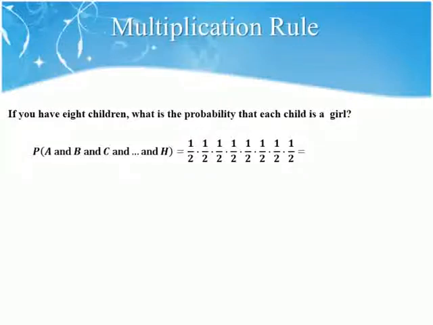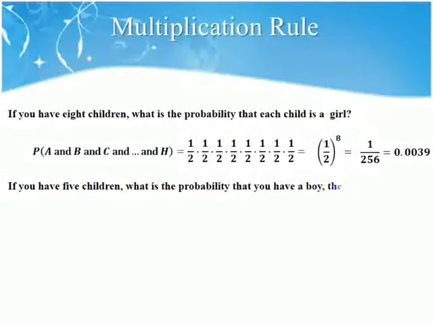But since they're independent, the probability of these things occurring one after the other, or rather having a girl occurring one after the other, is just 1/2 times 1/2 times 1/2, 8 times. And of course, mathematically, a more condensed way to write this would be 1/2 to the 8th power. So calculating this, we get 1 out of 256, or 0.0039 probability of having 8 girls.